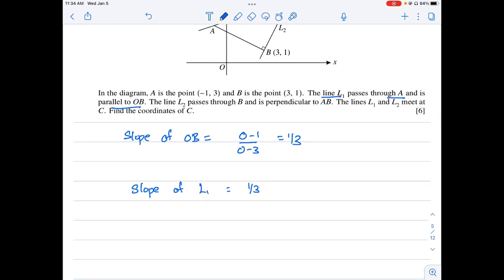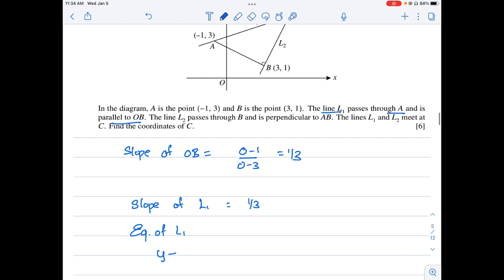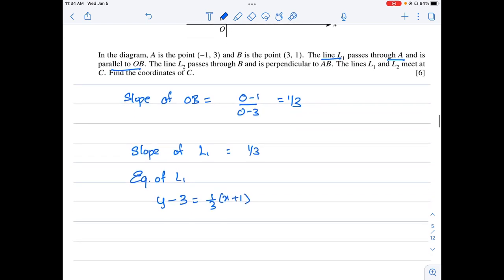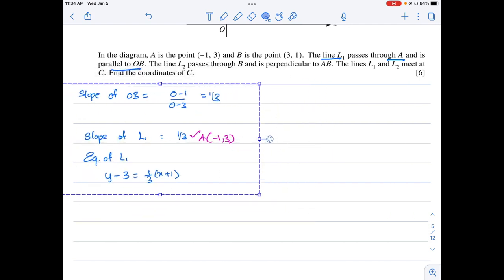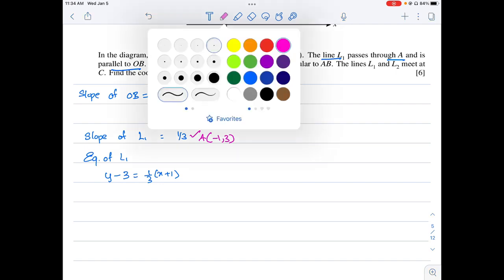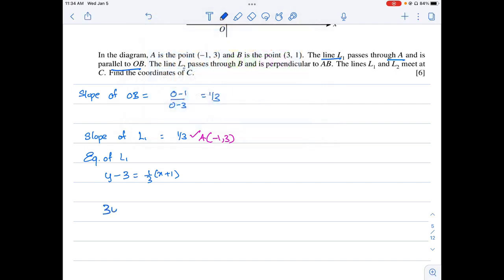Now equation of L1, y minus y1 equals m times x minus x1. So the gradient is 1 upon 3 and the point is minus 1 comma 3, which is A. So I cross multiply so that it is easy. From there I get 3y minus 9 is equal to x plus 1. x minus 3y is equal to minus 10. That is the equation of L1.